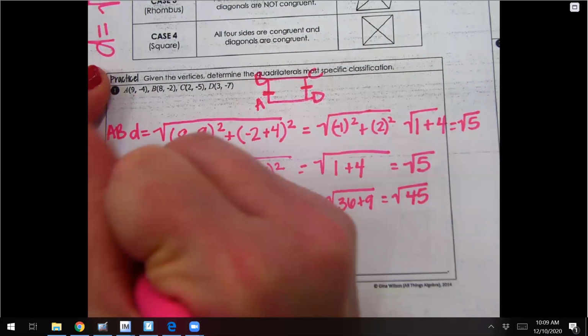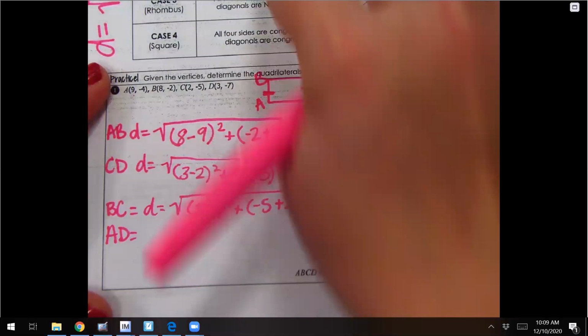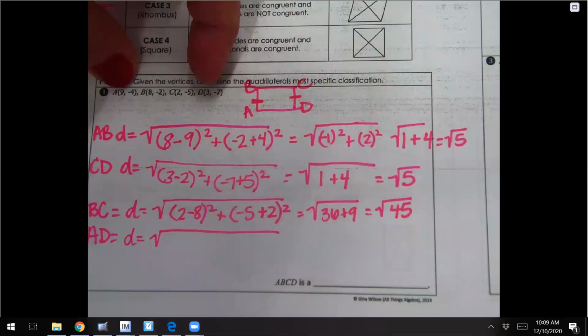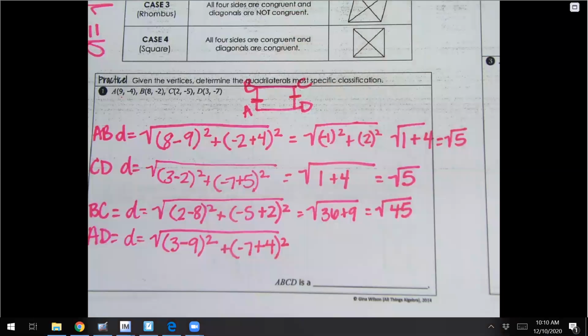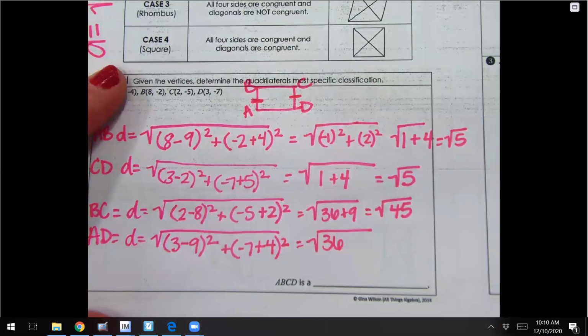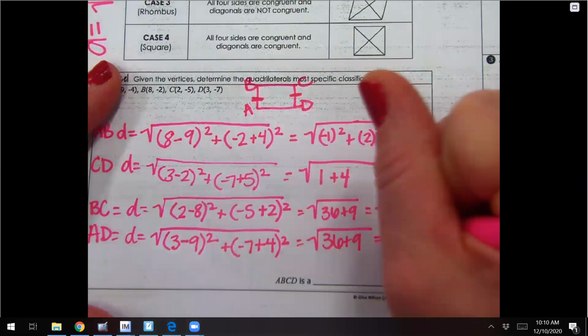All right. So now I'm going to do D minus A. So that's going to be 3 minus 9 squared plus 7 minus negative 4 squared. 3 minus 9, negative 6. Negative 6 squared, 36. Negative 7 minus 4 is negative 3. Negative 3 squared is 9. So what do you know? It's 5. So that means we either have case 1 or 2. We either have a parallelogram or we have a rectangle.